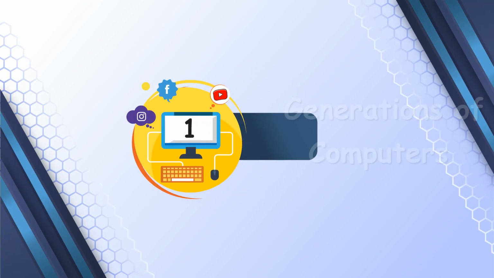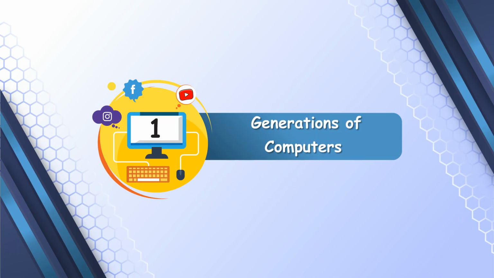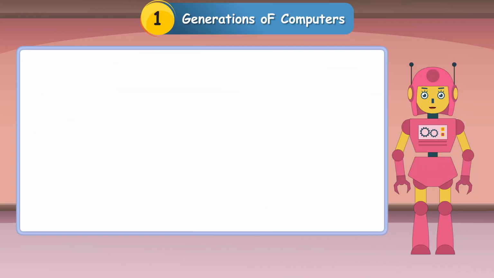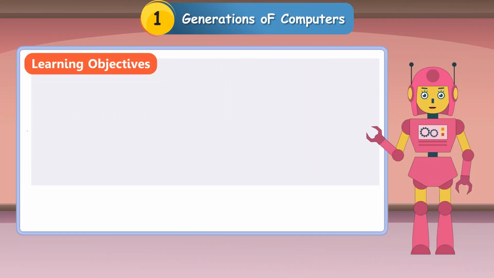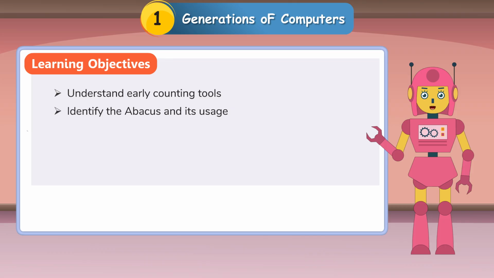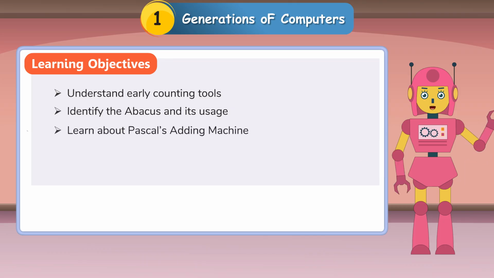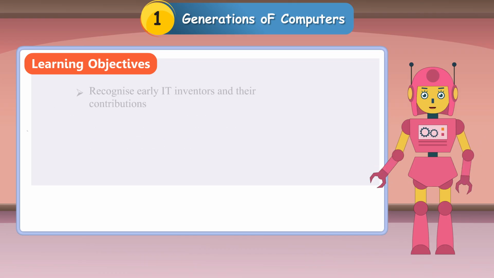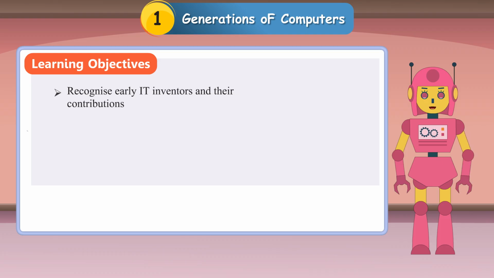Chapter 1. Generations of Computers. Learning Objectives. Understand early counting tools. Identify the abacus and its usage. Learn about Pascal's adding machine. Explore the Leibniz calculator. Recognize early IT inventors and their contributions. Identify different generations of computers.